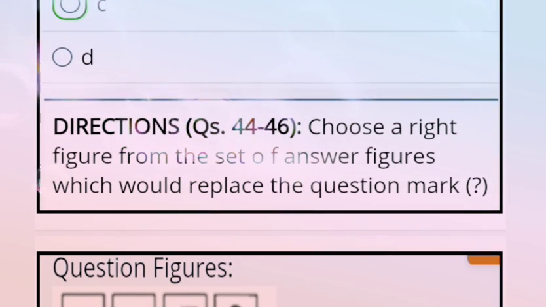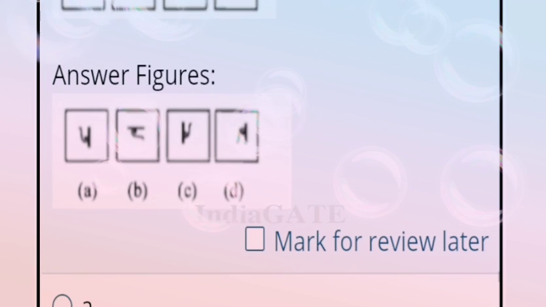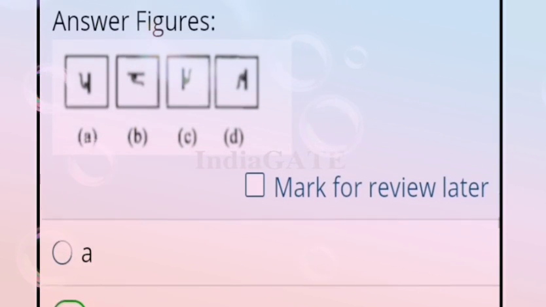Next question. Direction for 44 to 46. Choose the right figure from the set of the answer figures which would replace the question mark. Okay, so here the question figure is given and the answer figure is given below. Now the correct answer for this question figure is option B. Okay, so option B is your correct answer. Next question.